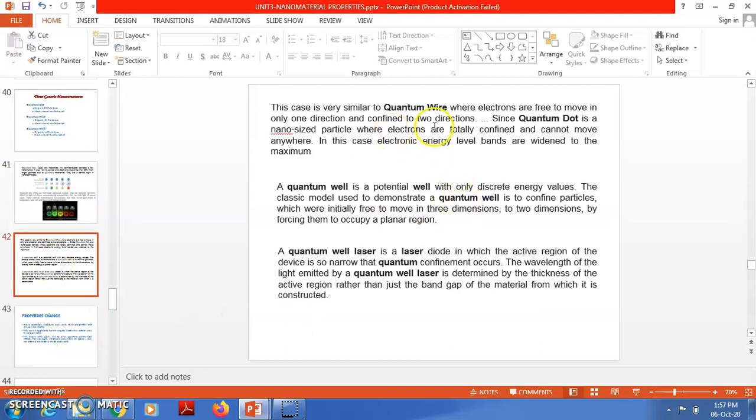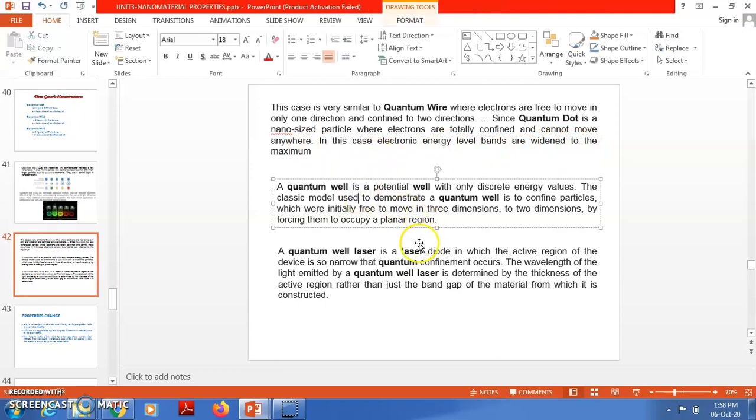Then quantum wires, where electrons are free to move in only one direction and confined in two directions. Then a quantum dot is a nano-sized particle where electrons are totally confined and cannot move anywhere. In this case, the electron energy level bands are widened to the maximum.